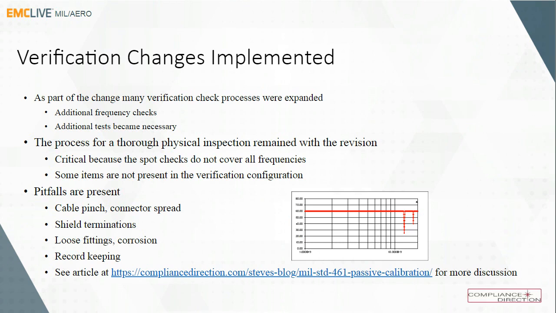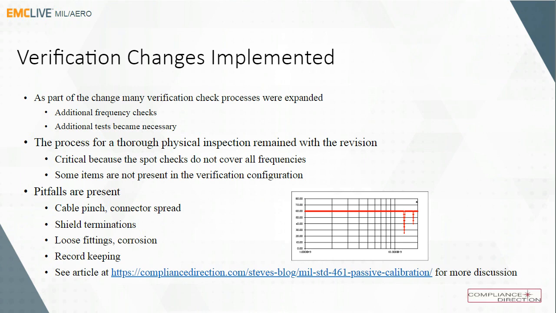When those changes were implemented, the revision G also put a few more checks in place. The verification process became somewhat expanded with additional frequency checks and some additional tests that became necessary because we weren't doing the periodic calibration. So without having these additional things, we ended up with a bigger gap. Now, this is, as I mentioned, a thorough physical inspection remained. We needed to do that.